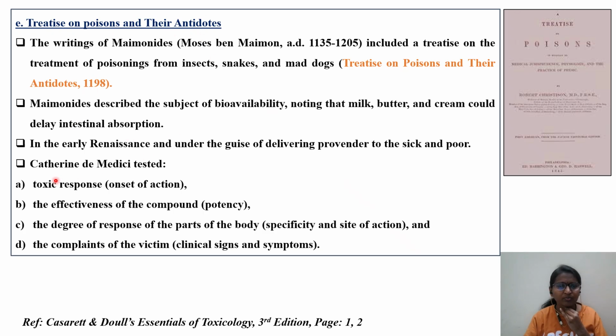Basically, what he tested was toxic response, onset of action, effectiveness of the compound and potency, degree of response of parts of the body, that is specificity and site of action, the complaints of the victim, and clinical symptoms as well as signs. So for the first time, onset of action, potency, specificity, site of action, clinical signs and symptoms. Today also they are the basic principles. Whenever there is an emergency response to a patient, these are the prime pillars which will suggest how to treat that particular poison.